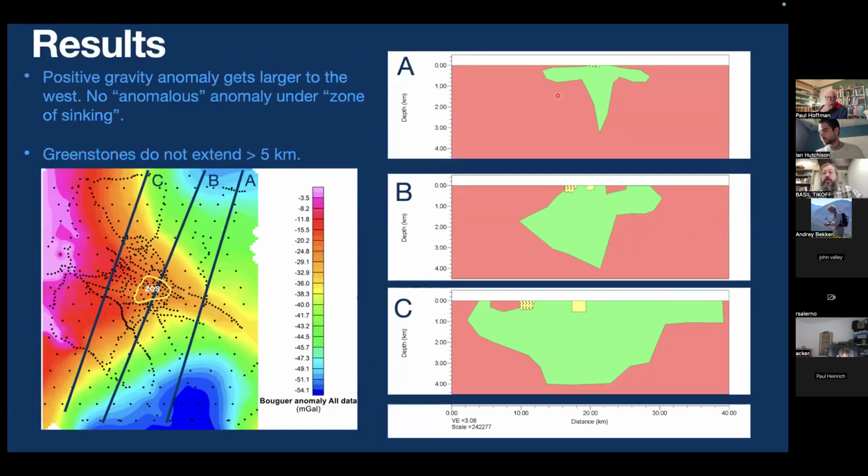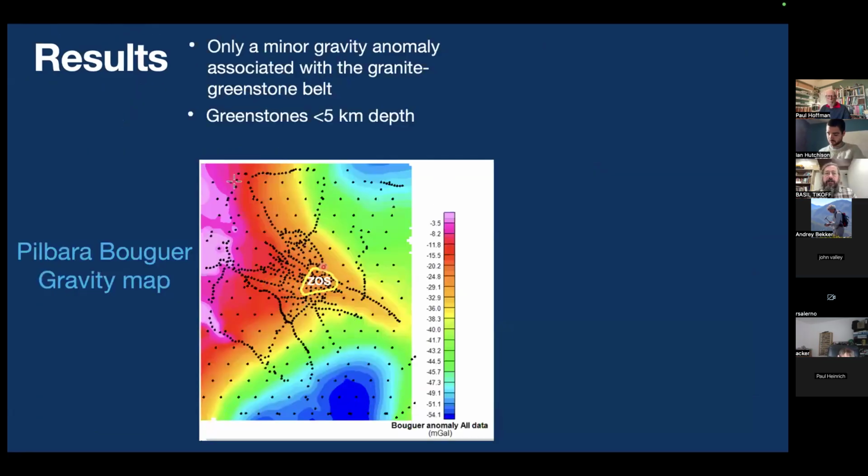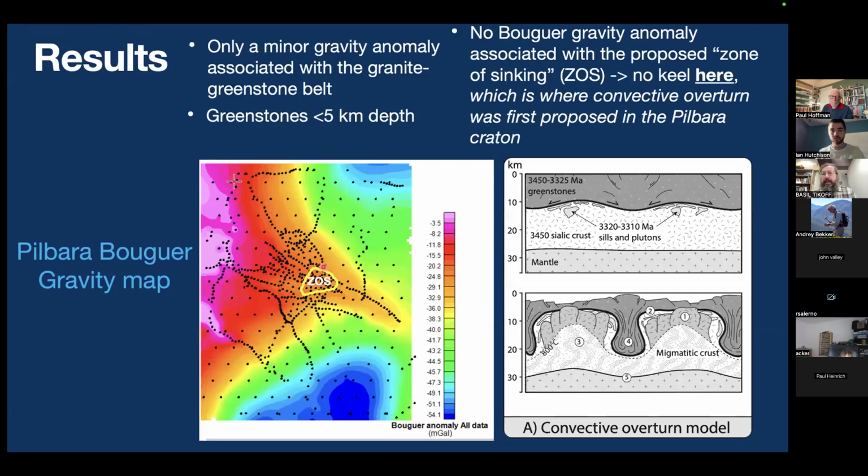So now I'm going to show you all 3 forward models. I should say there's a 3-to-1 vertical exaggeration on all of these. There's no anomaly underneath the zone of sinking. And anywhere you go, the greenstones don't extend greater than 5 kilometers depth.